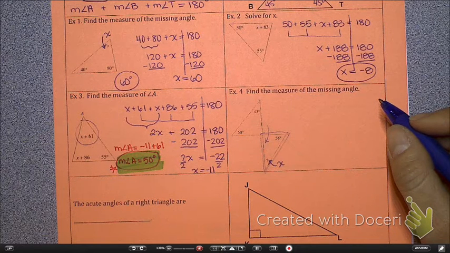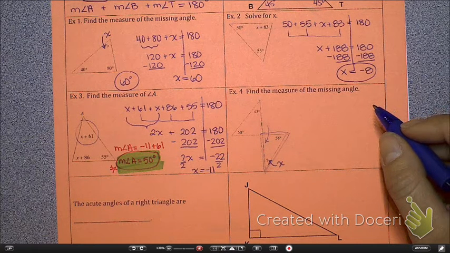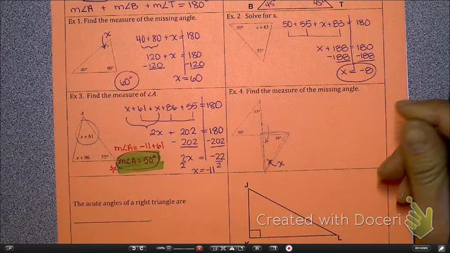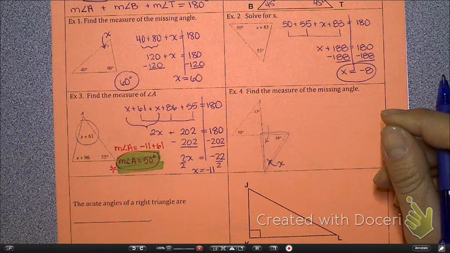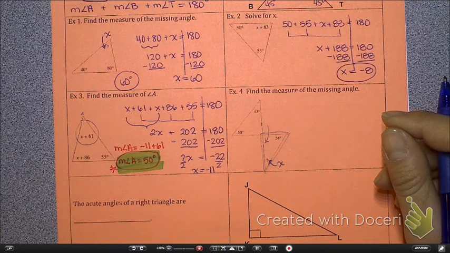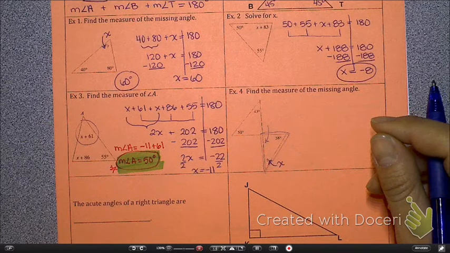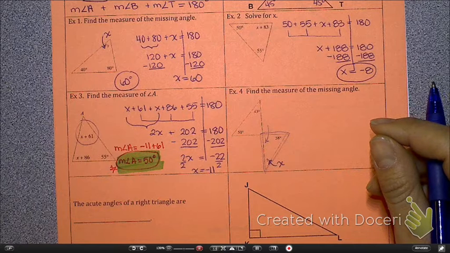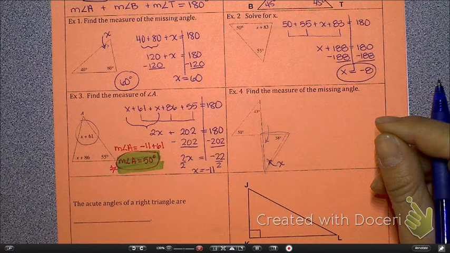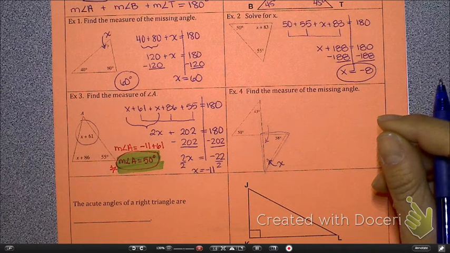You guys are telling me 90. How do you know it's 90? Why? Is it marked? It's a right angle? What if it's 89.9? It looks like a right angle, but how do you know, is it labeled? Is there a mark? No. So we can't say it's a right angle, okay?